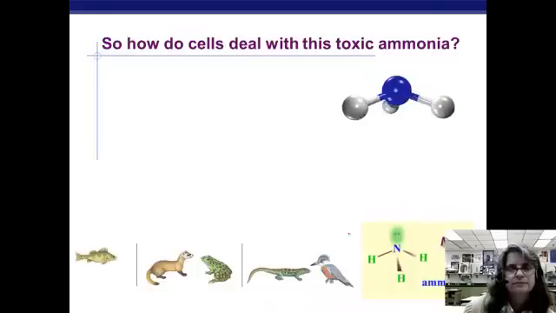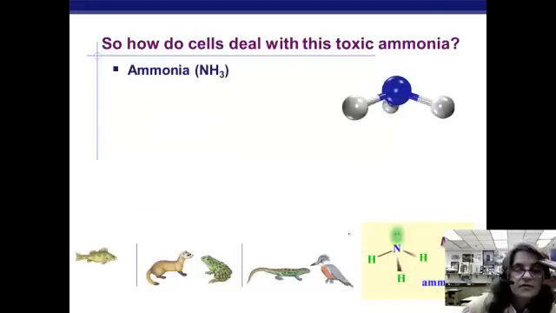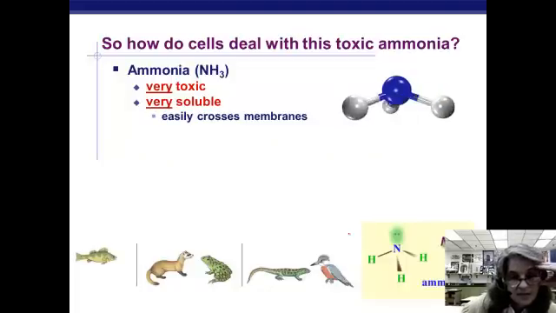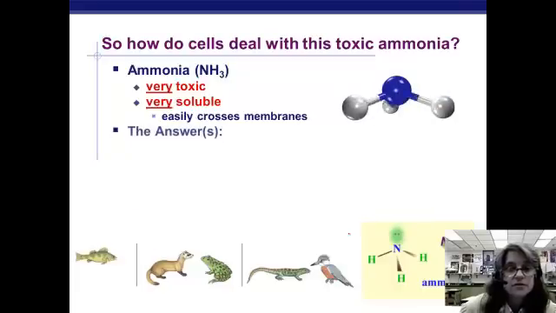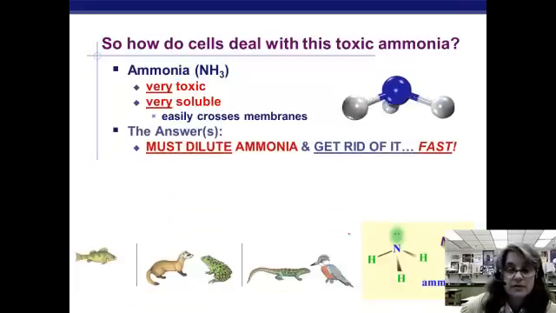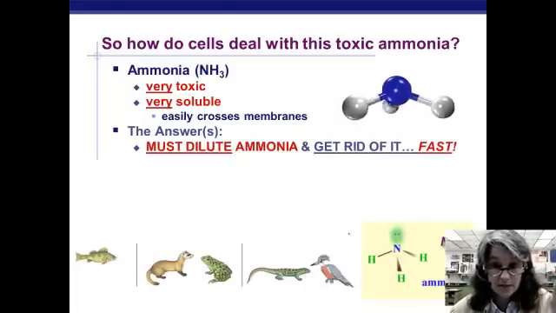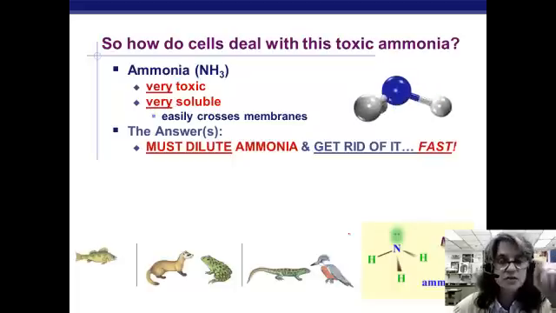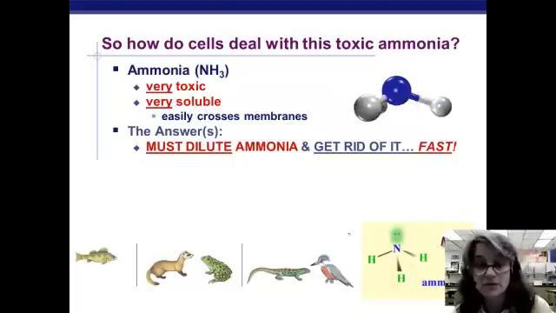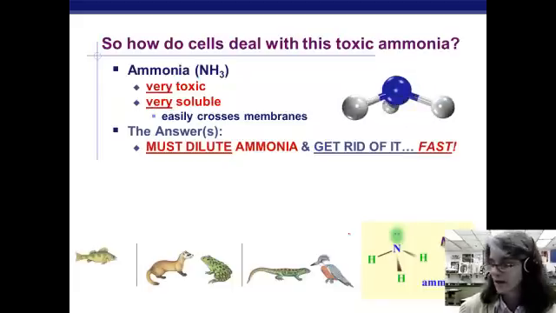Now cells deal with this toxic ammonia. Okay, it is very toxic. It is also very easily soluble in water and very easily crosses cell membranes. So how to deal with it? There are several ways to deal with it. One way to deal with it is to simply dilute the blazes out of it. The solution to pollution is dilution. Not really in all situations, but in this situation, yes. You just dilute that ammonia in copious amounts of water and you get rid of it as quick as you can.